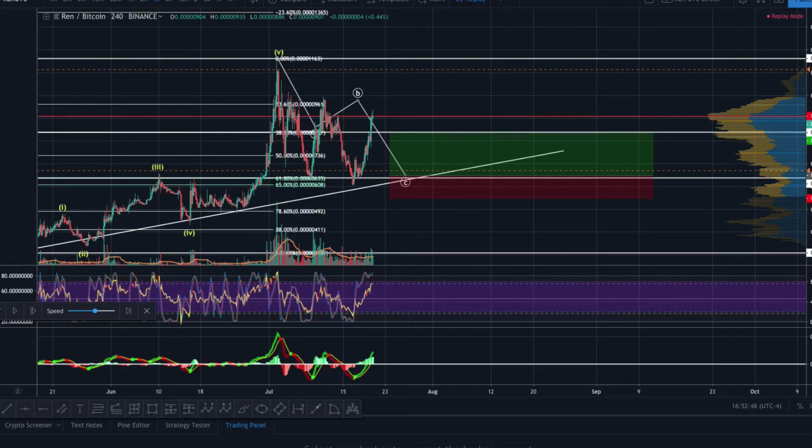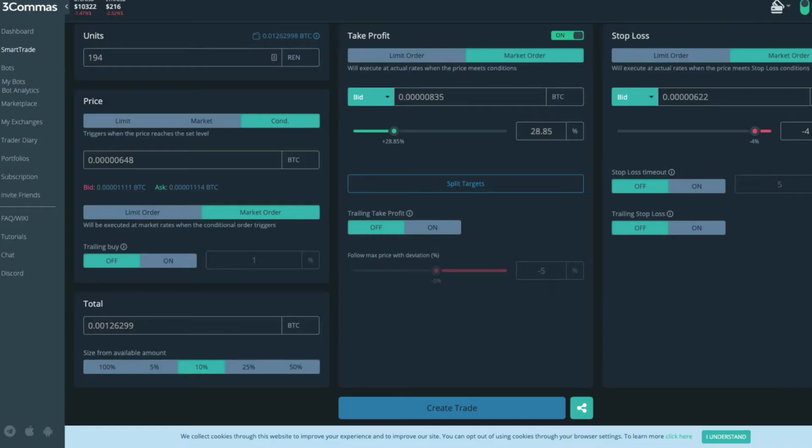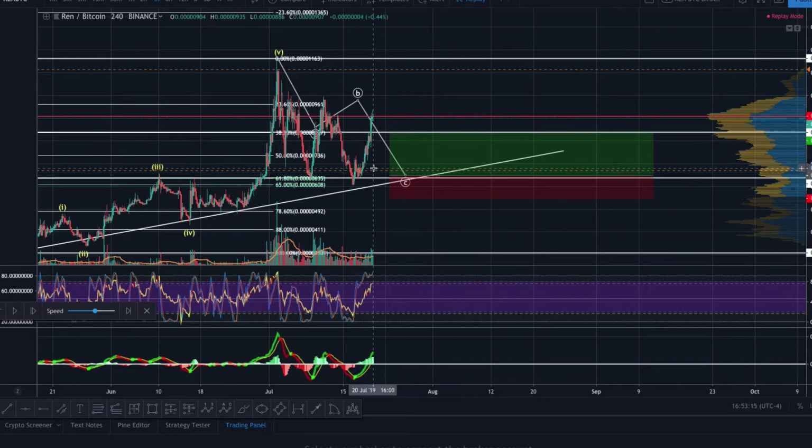And that's basically it. This is how I trade. This is what I do. After I set up my trades in TradingView and then I input them into 3 Commas, I literally just walk away. I might set some alerts, and then I'll walk away. And that's it. That's how I trade.